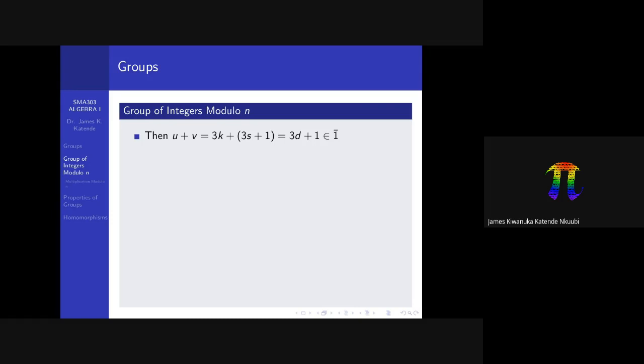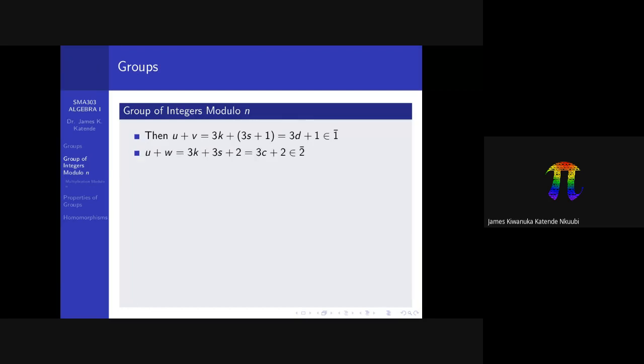So we notice the following. If we add the elements U and V, because U is a multiple of 3, we can write it as 3k. V leaves remainder 1 when divided by 3, so we can write it as 3s plus 1. So when you add the two of them, we end up with another number which leaves remainder 1 when divided by 3. So this number will belong to this set, 1 bar. This new number that we get when we add U plus V.